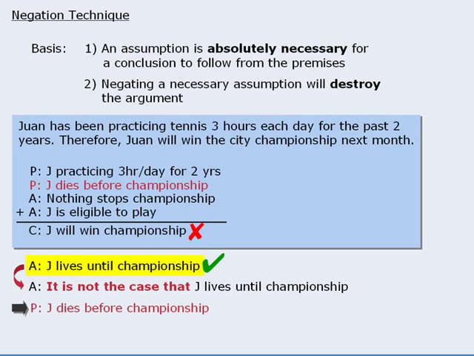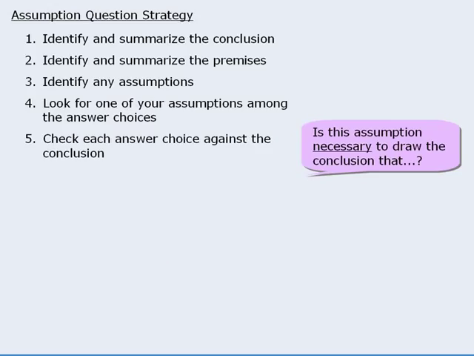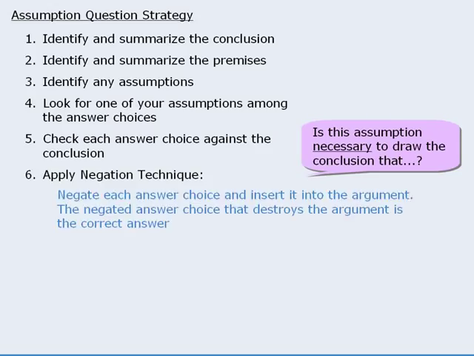Okay, so all of this lays the foundation for the sixth step of our strategy, which is to apply the negation technique. That is, negate each answer choice and insert it into the argument. The negated answer choice that destroys the argument the most will be the correct answer. Now, I should mention that since the negation technique can be quite time-consuming, it's a good idea to eliminate as many answer choices as possible before you apply this technique to the remaining answer choices.